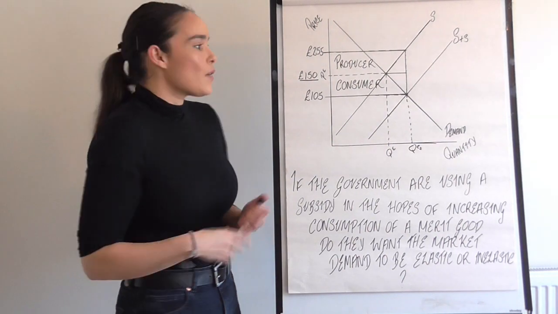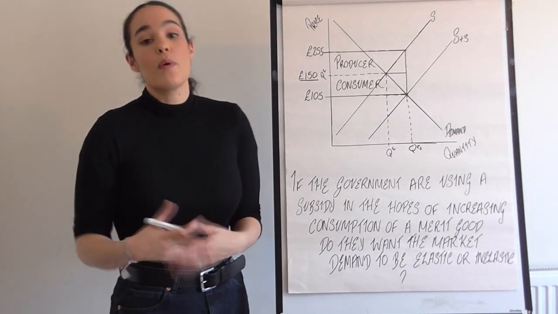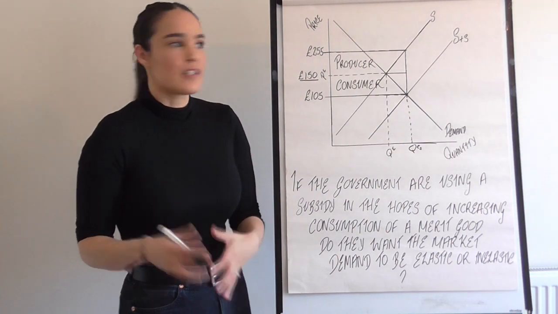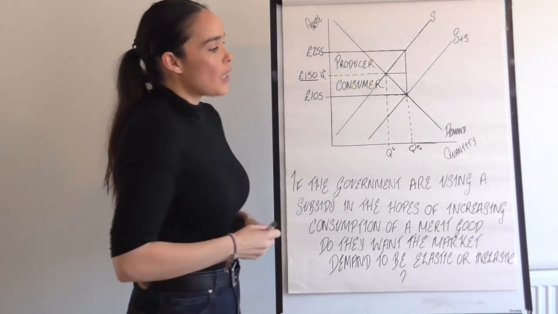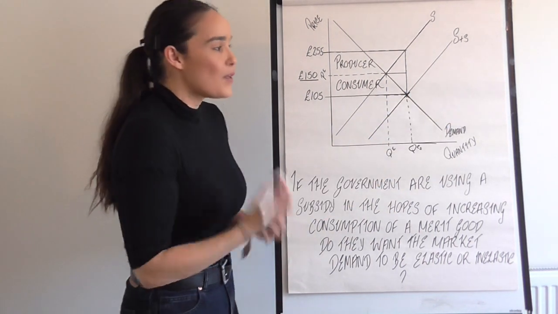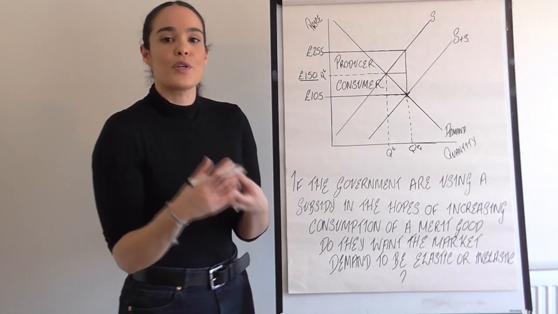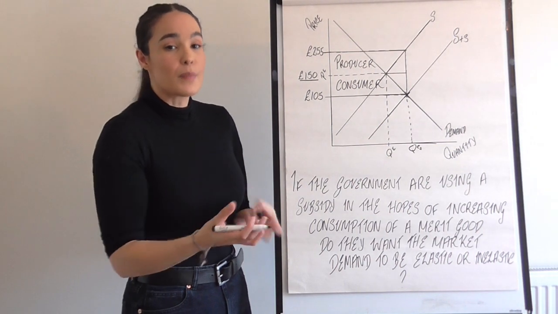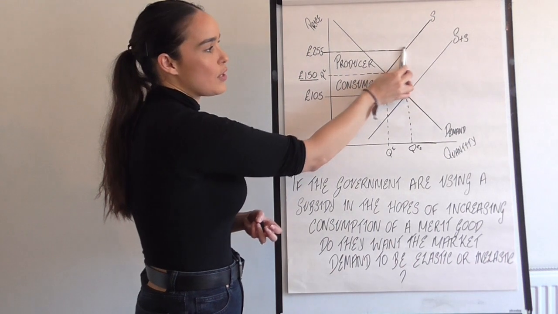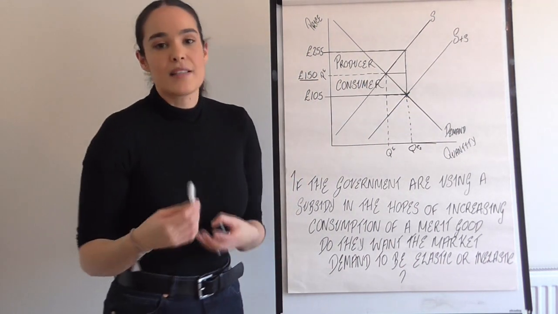My advice would be to draw the diagram and then put the numbers in afterwards. So we've seen the shift out. We go from the new equilibrium, exactly the same. Remember, always go from the new equilibrium to the old one, because what you're showing is the impact of the subsidy. So you want to look at the new equilibrium and how much it would have cost you to produce that pre-subsidy.